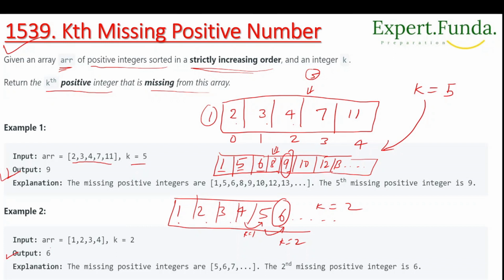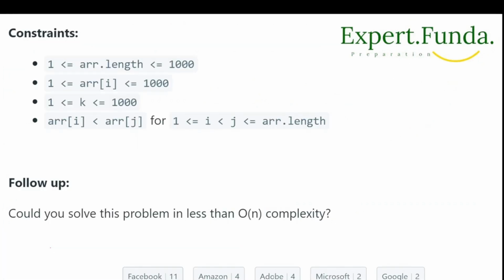Like this we will do: the array is given, and we have to find the missing number, and for that we have to create the array of missing positive integers, and then solve it. If we talk about the constraints, the array length should be greater than or equal to 1 and less than or equal to 1000. Each array element is also between 1 and 1000, and similarly for k.